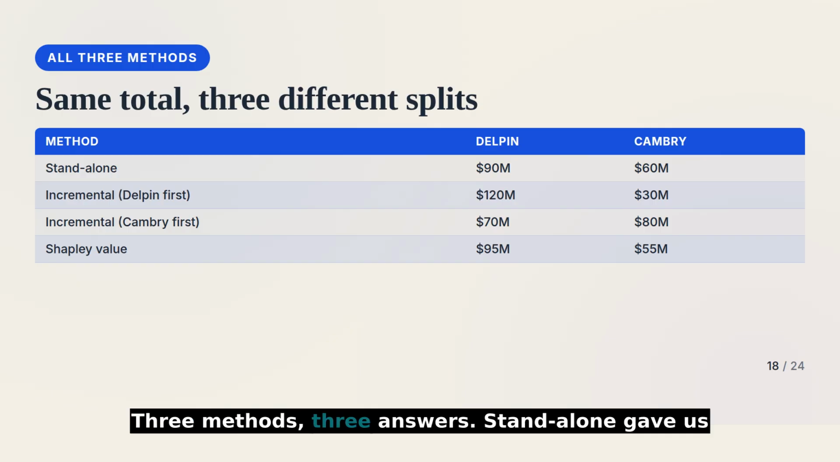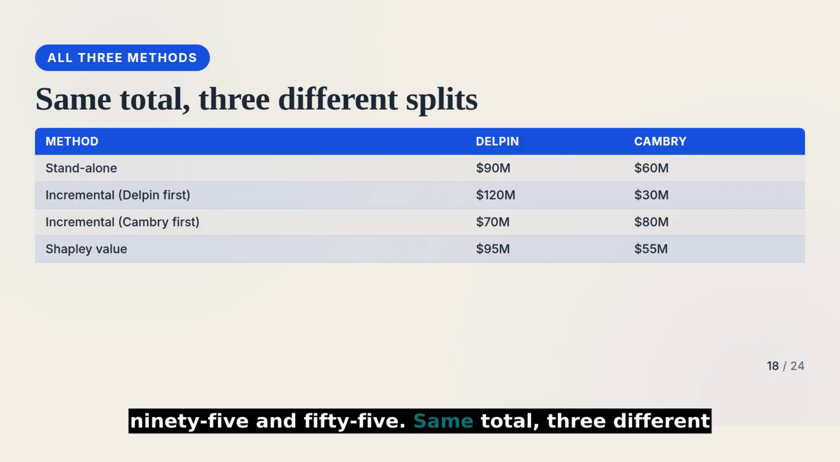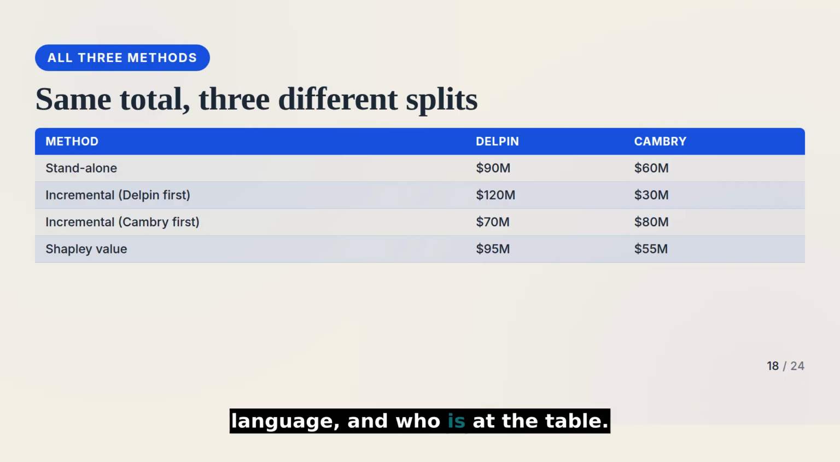Three methods, three answers. Standalone gave us 90 and 60. Incremental gave us either 120 plus 30 or 70 plus 80, depending on who is primary. Shapley split the difference at 95 and 55. Same total, three different splits. The right method depends on context, contract language, and who is at the table.